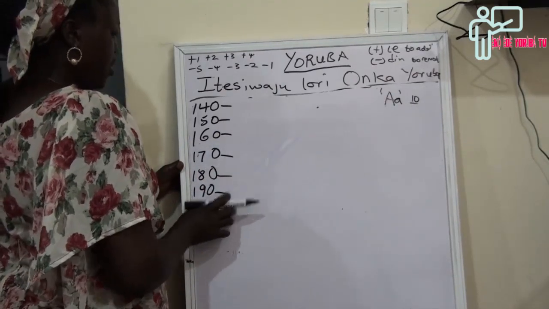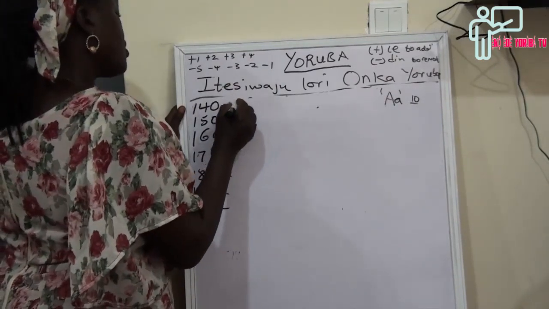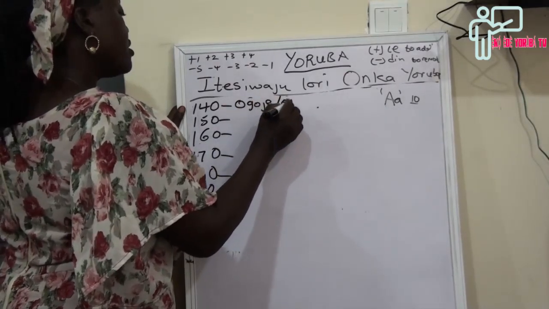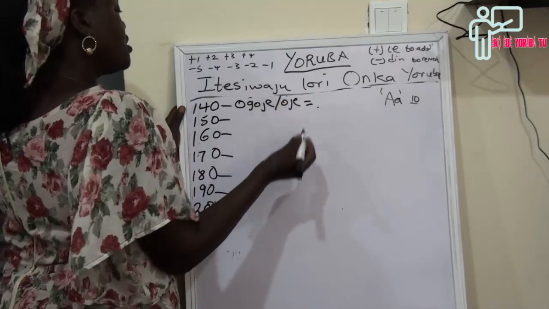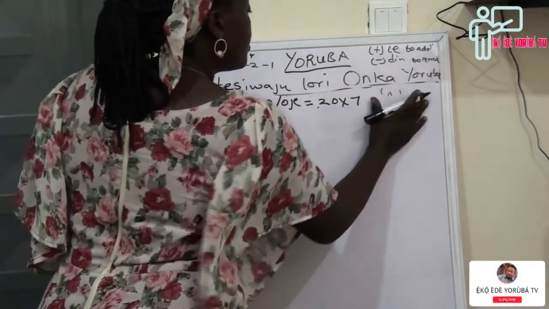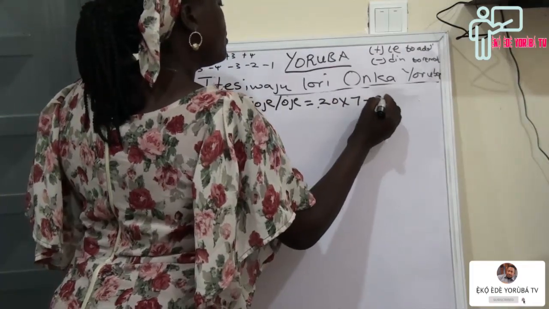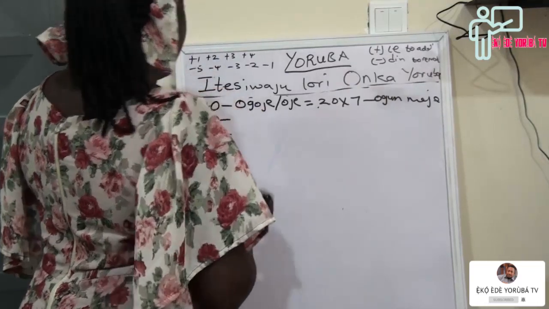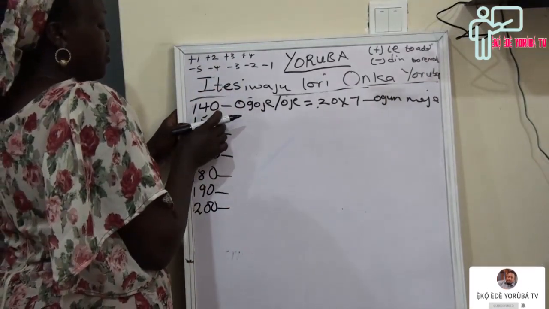This is 200. 140 is ọgọ́jọ, or we call it ọgọ́rin, which means 20 times 7. Ogún mẹ́je. And this one is 150.